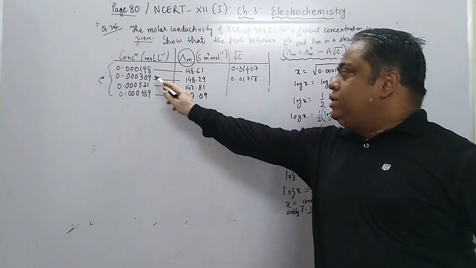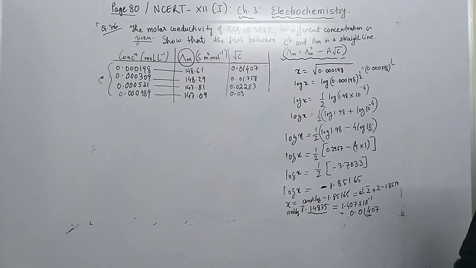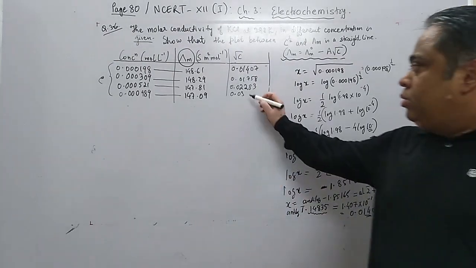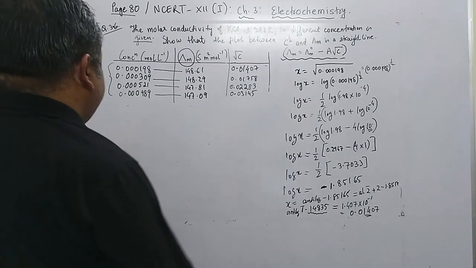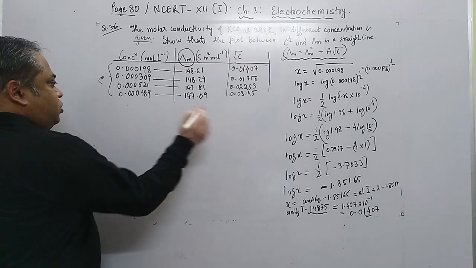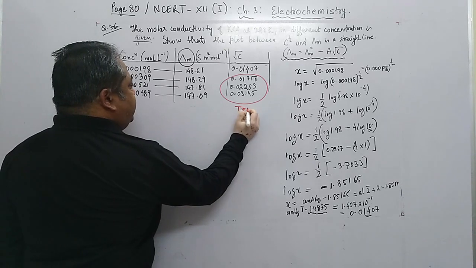Value of root c for this is 0.03145. Now this is a universal method of finding the square root of any number which is not a perfect square. This is a universal method, but some of you may use a trick also here. A small trick can also be used to find out these values.